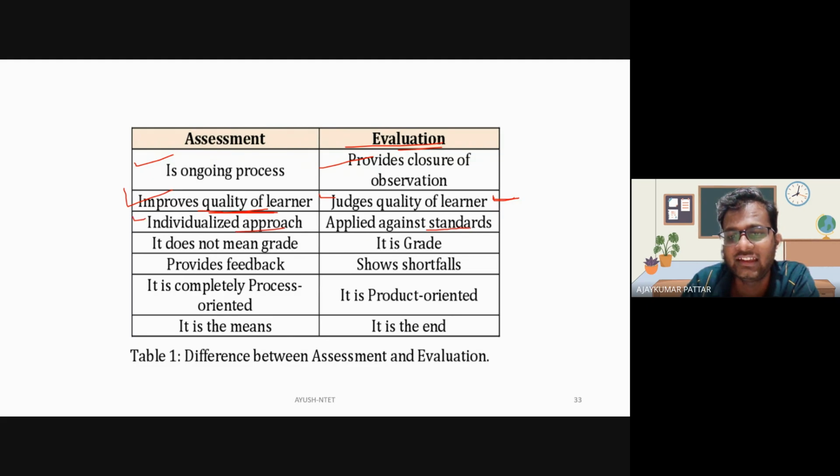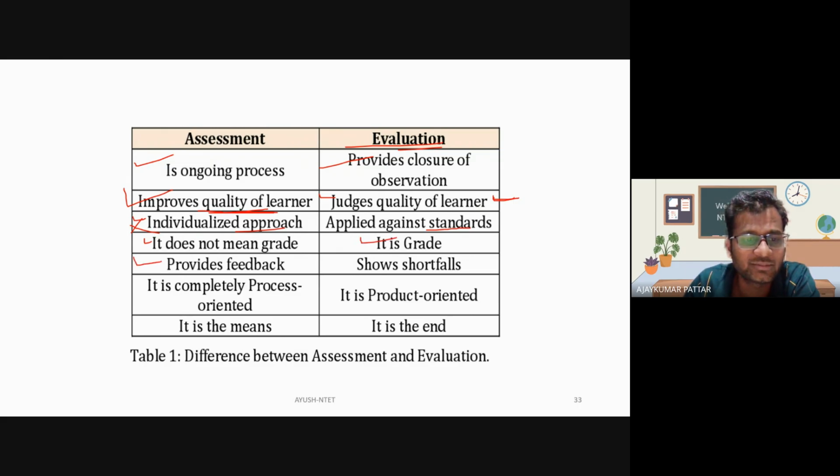It is applied against the standards. If you don't understand this sentence, don't worry. Different contexts have given different differences, but I want to cover all the differences from different sources. It does not mean grade. Assessment का मतलब not grade है, evaluation is a grade.